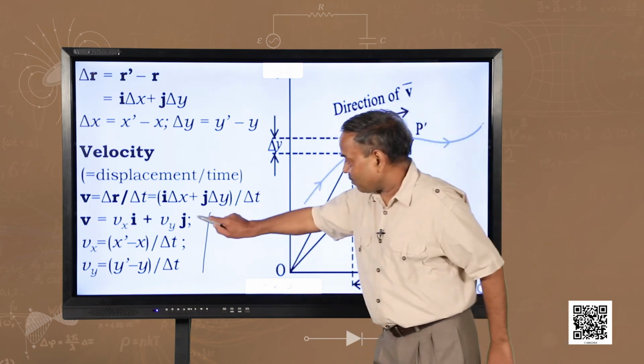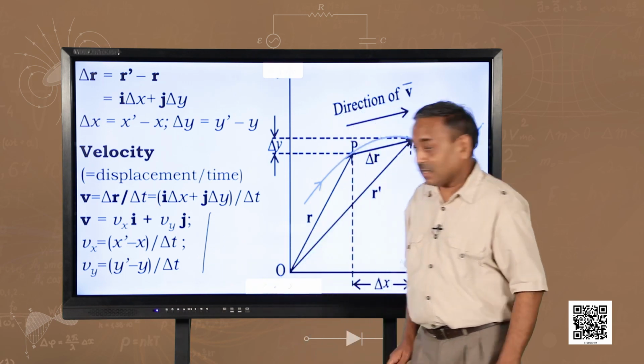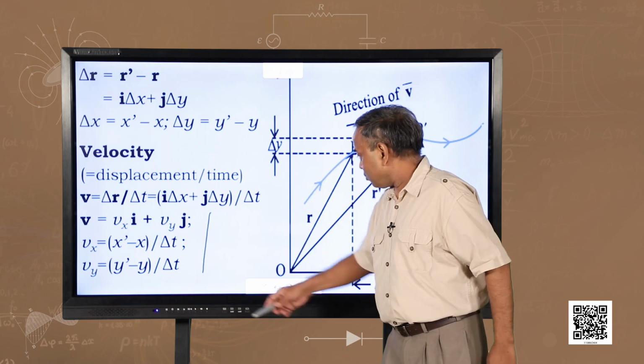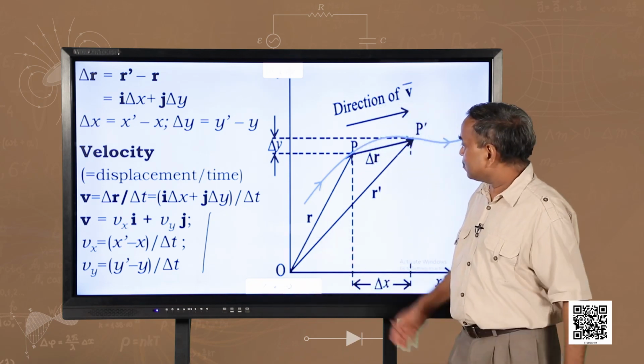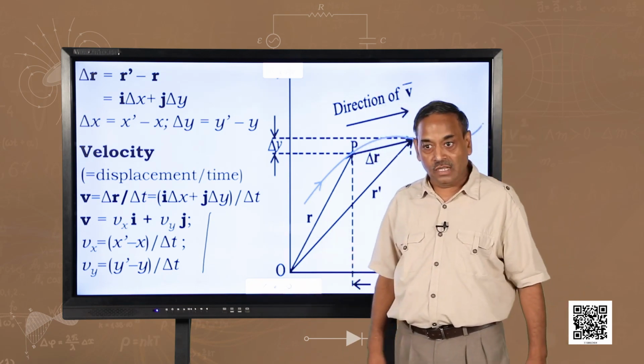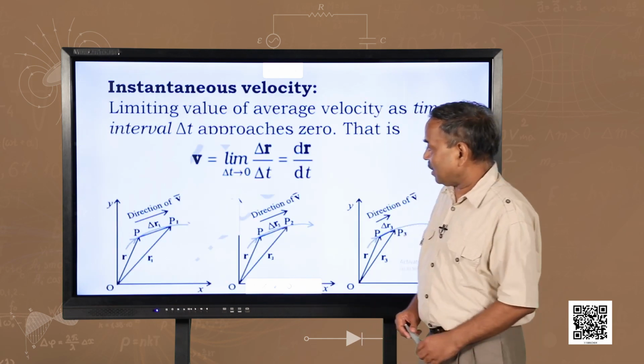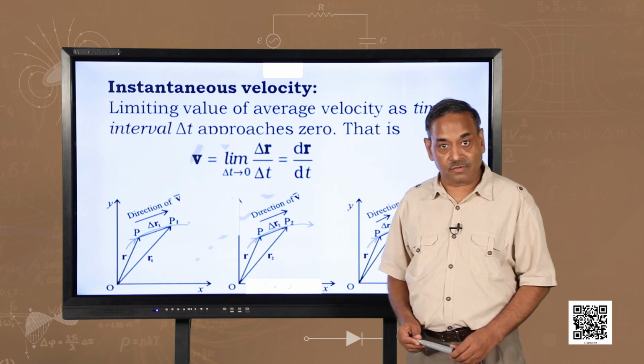These are the magnitudes, this is the vector quantity, and these are the magnitudes of components along x axis and y axis respectively. So, this is how you can find out. You are probably familiar with this type of graph, and you can do it very easily. Now, instantaneous velocity.